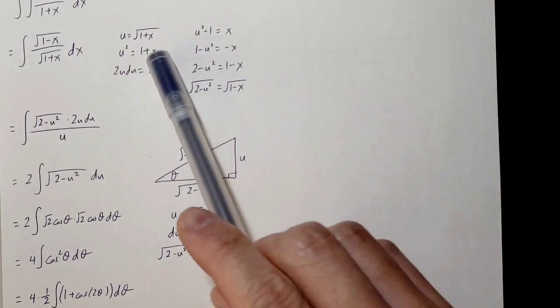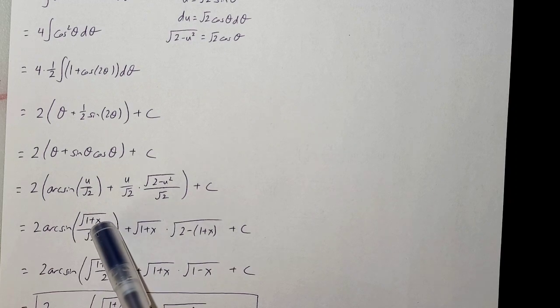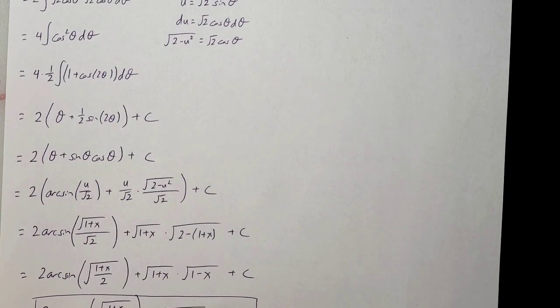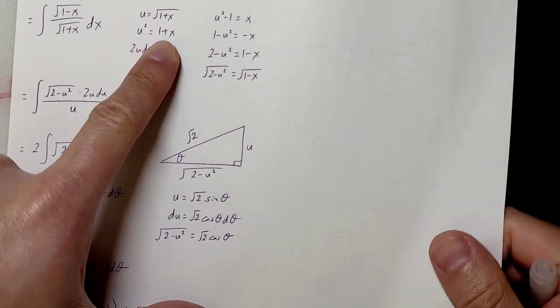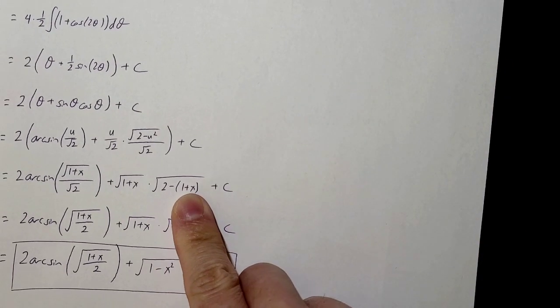What is u in terms of x? u is square root of 1 plus x. Okay? So that's what happened here, and that's what happened here. u squared, we also had a definition up here, so that's just 1 plus x. So I directly use that over here. Be careful with parentheses.